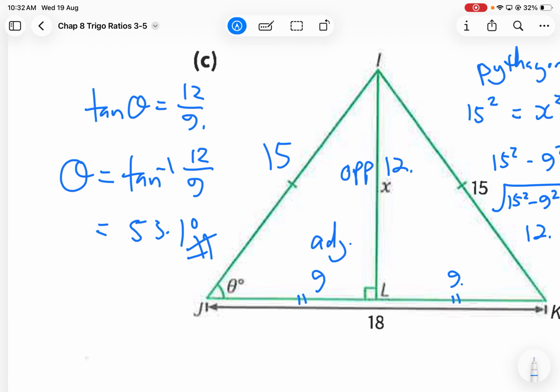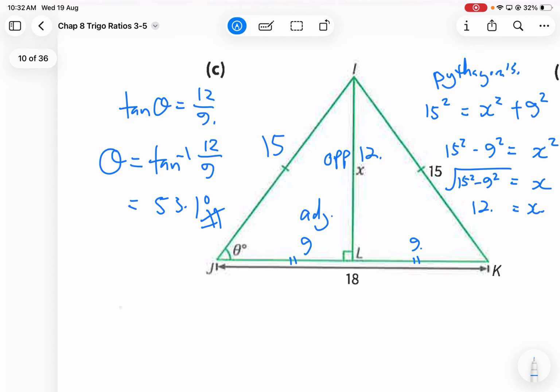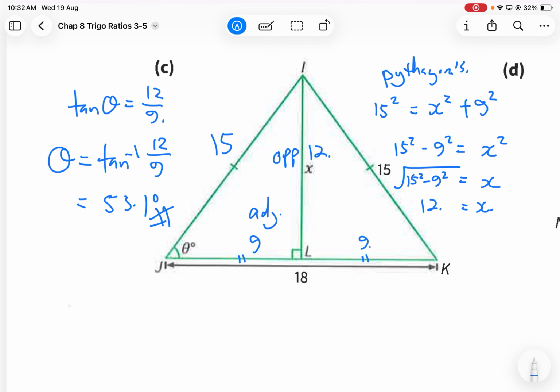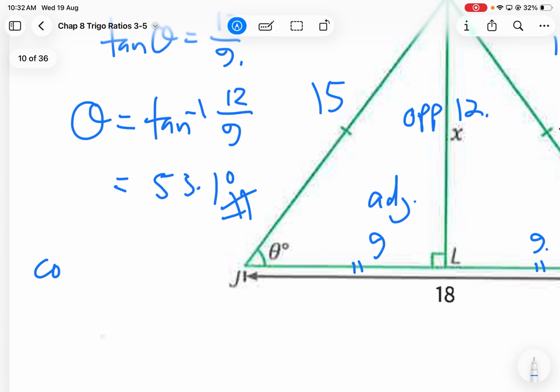Okay, there is another way to find it also. In fact, the better way is to use cosine. Because here 15, here also 15. So, can also say cosine theta equals 9 over 15. Adjacent over hypotenuse. Adjacent, hypotenuse, AH, car, cosine.